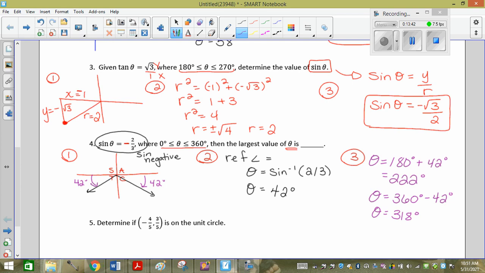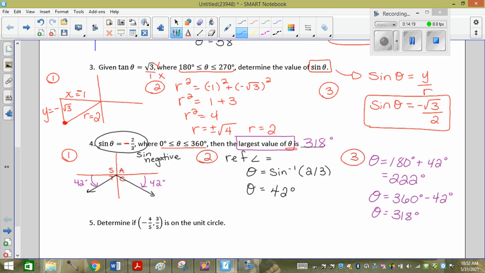But which one's actually the answer? I want the largest value. So which one's actually the answer? 318. 318. That's how I can ask it in a numeric response. Yeah? But if you had to show the work for 222? No, absolutely not. I just wanted to prove that we can get 2 answers, but we're really only looking for 1. Yeah, absolutely would not have had to show that.